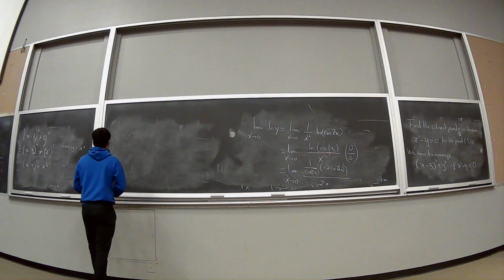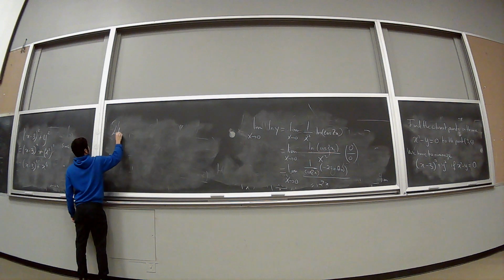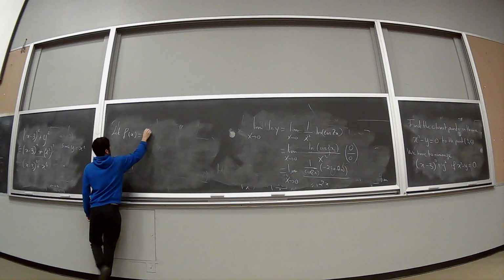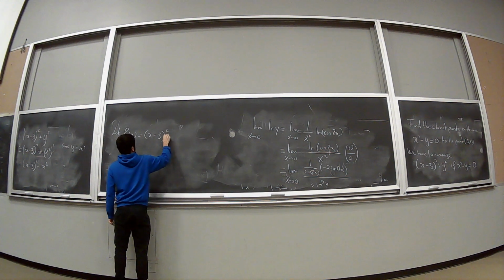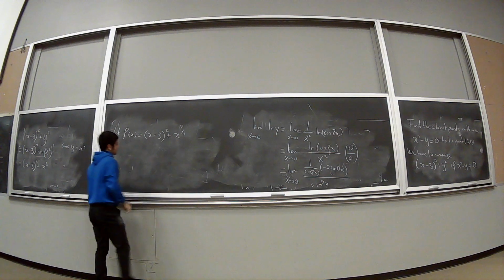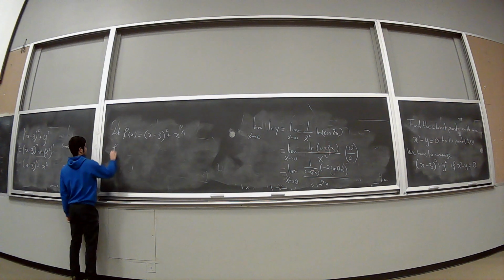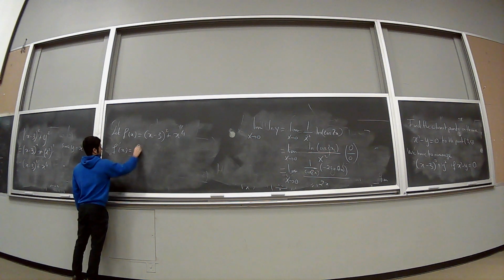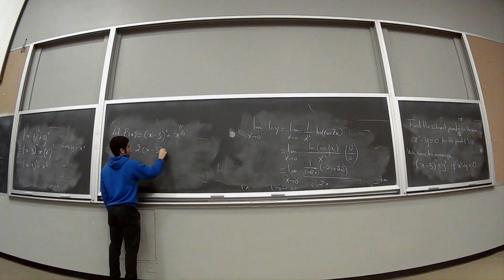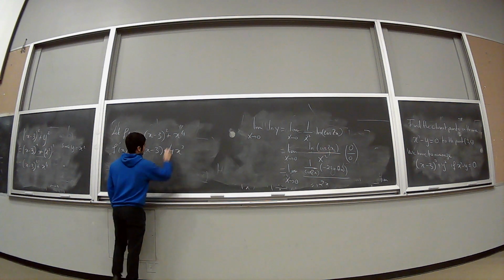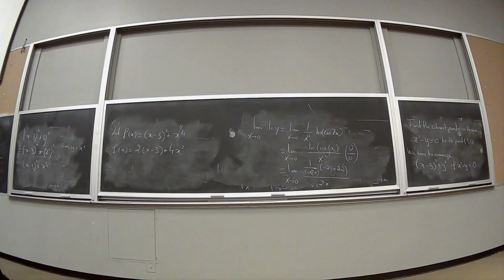So let f of x be x minus 3 squared plus x to the 4. Let's see what we get. What is f prime of x? It's 2 times x minus 3, plus 4x cubed. Did we get this?